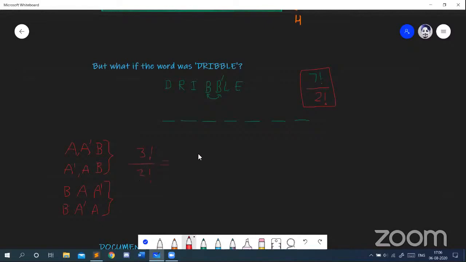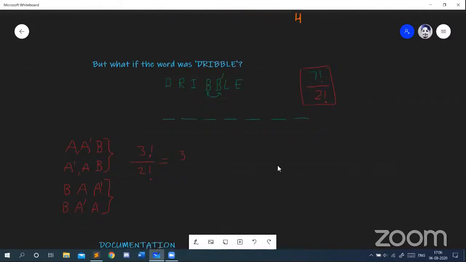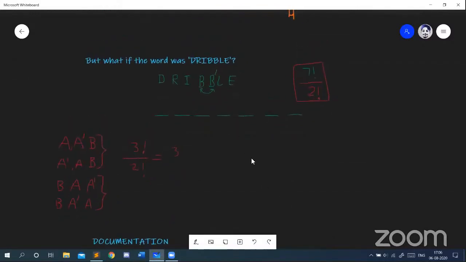Which is just, if you think about it, 3, right? And if you were to think about it, there would just be A prime A B and A B A prime, right? I meant A prime B A and A prime and A B A prime, right? So that's it, right? And this completes our discussion of repetition allowed.